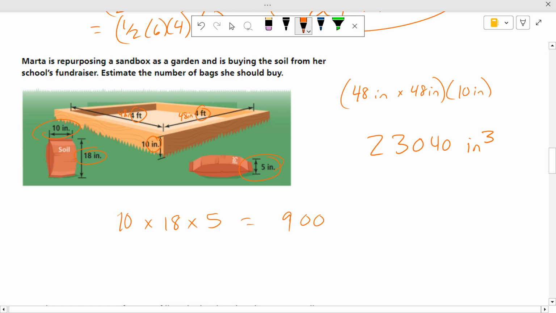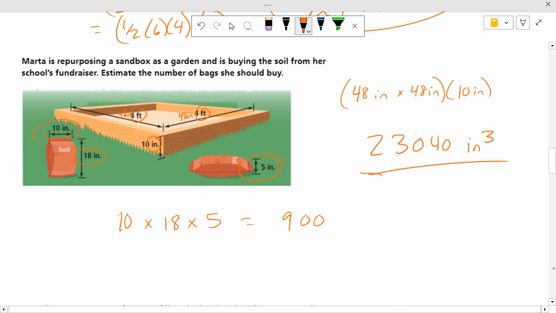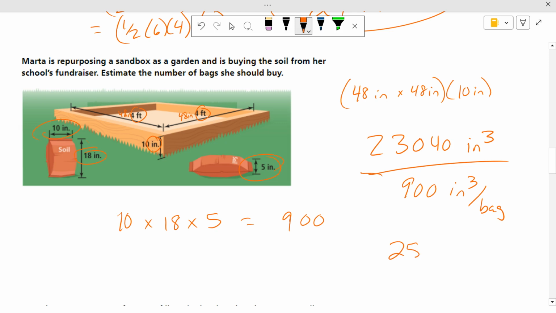Okay? So, if that's 900, if we take this 23,040 cubic inches divided by 900 cubic inches per bag, we get the number of bags. So it's 23,040 divided by 900 to the nearest tenth. 25.6. So she needs 25.6 bags. How many bags should she buy? 25 or 26? 26. Okay.